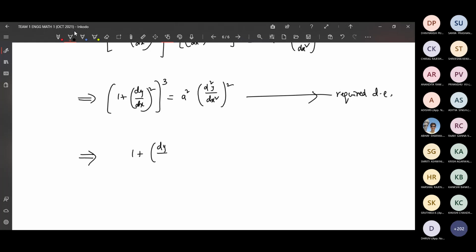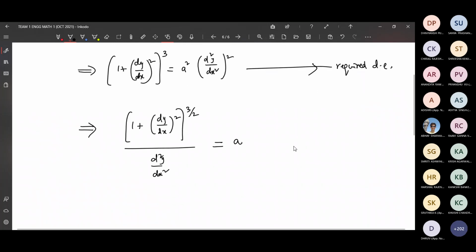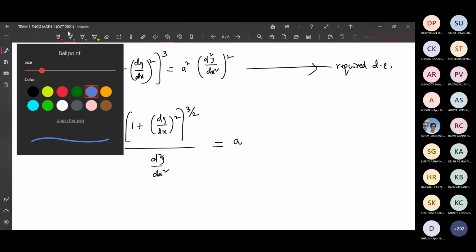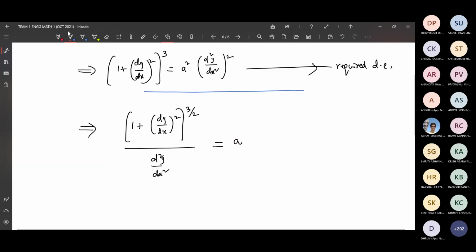You can stop at this moment, but I just want one more formula here: 1 plus dy by dx whole square whole power 3 by 2, by d square y by dx square. That means I'm taking square root on both sides and writing a alone on the right hand side. Then this left side expression gives the radius of curvature at any point, that is constant. That is the proof for that. Till here if you do it, you have formed the differential equation. This is the required differential equation.